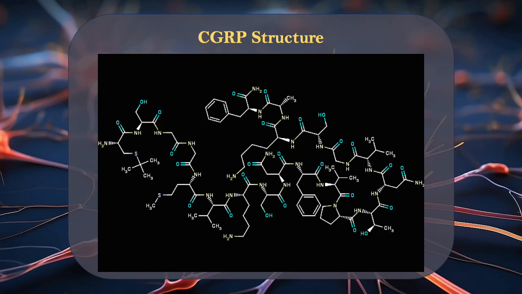The major chemical associated with the trigeminal system that's involved with headache is something called calcitonin gene-related peptide. This shows the structure of that chemical. It becomes very important in the treatment of migraine.